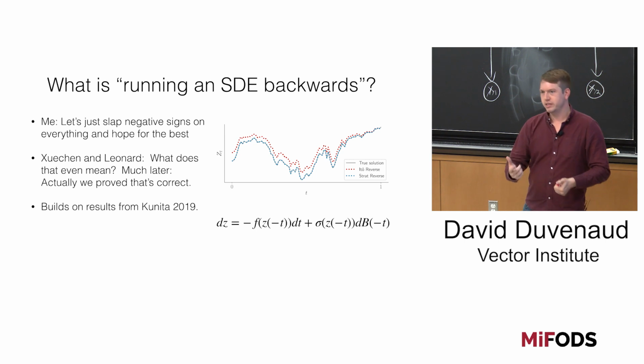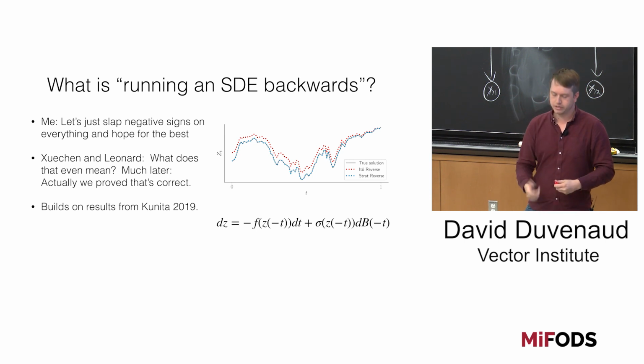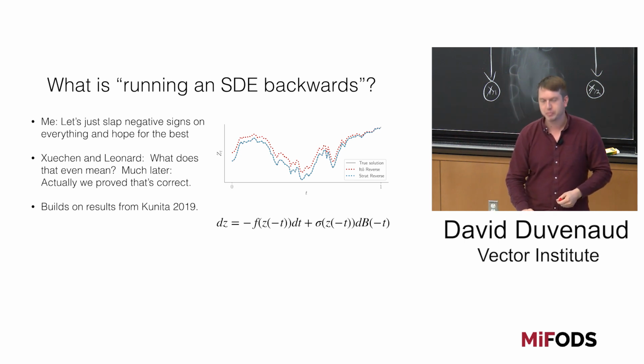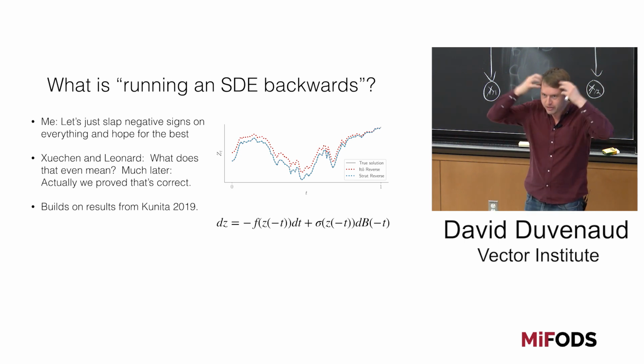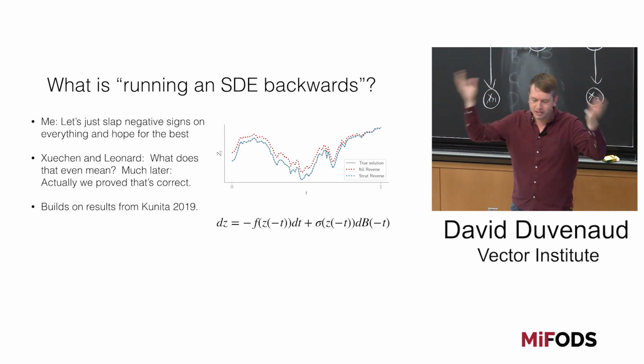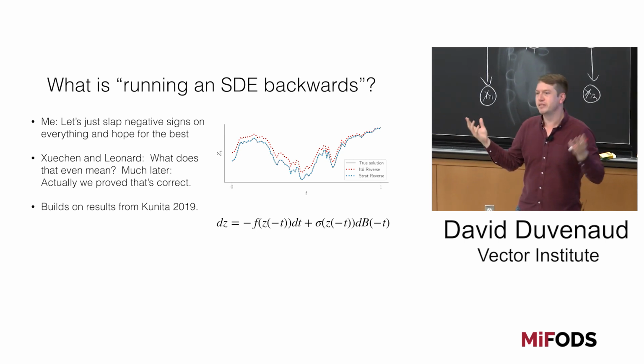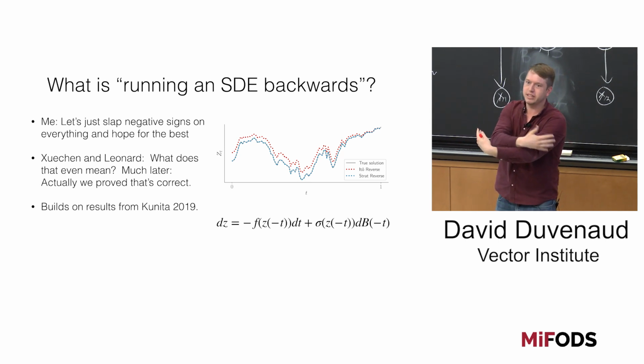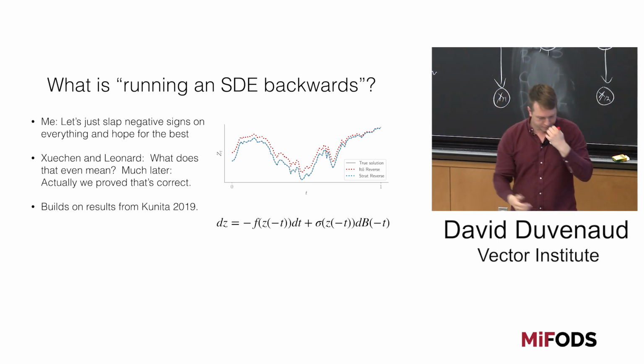But Zhoichen, who just finished his undergrad and is a Google resident, really did all the work on this paper, and Leonard, the probabilist I collaborated with, both sort of had their hair go white, and they were like, what does that even mean? Run an SDE backwards? You've adapted this sample to a filtration, and then you're going to adapt it to another filtration backwards? That's just a type error. It doesn't even make sense.